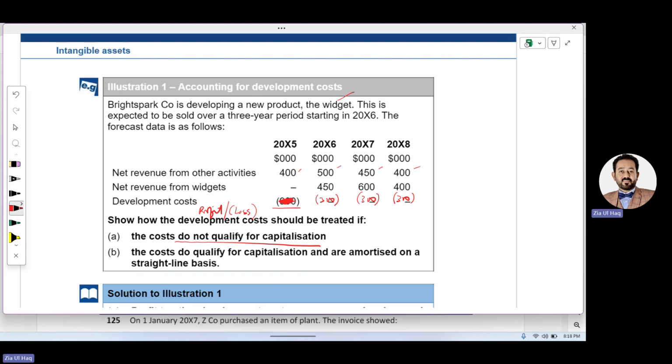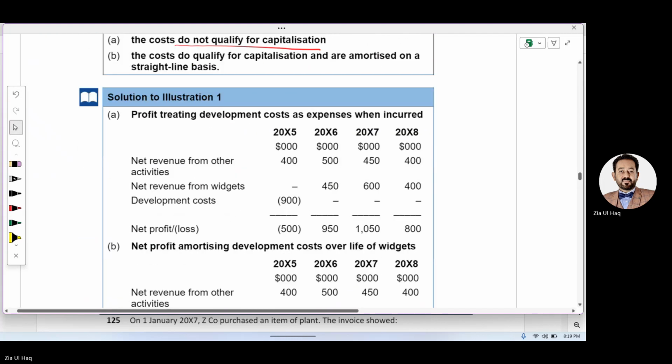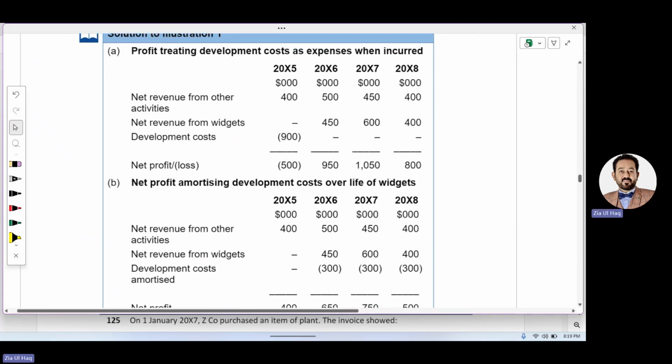So for year 20x5, there will be 400 profit. Here will be 650 profit. Here will be 750 profit, and here will be 500. Is that fine? Instead of development cost, we will call it amortization. So this they have calculated.